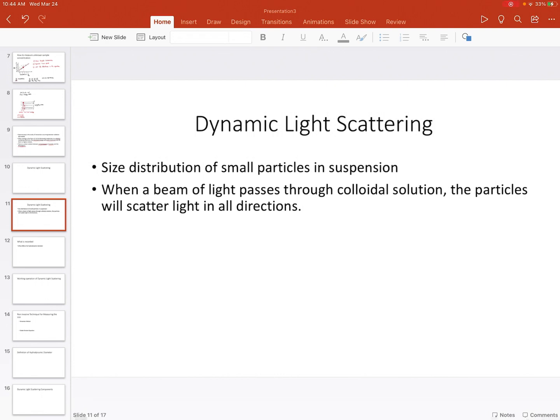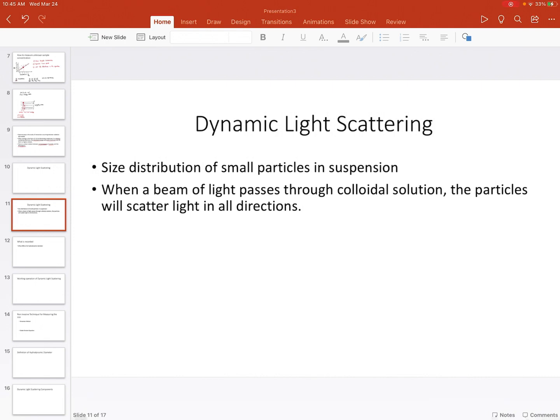So first of all, DLS, dynamic light scattering, is a technique that is used in physics and also chemistry and also nanotechnology, and it is used to determine the size distribution of small particles that are suspended in a solution. So you can say that our sample with dynamic light scattering is not a solid sample, is not a powder, but it's a solution that we have some particles suspended in this solution.